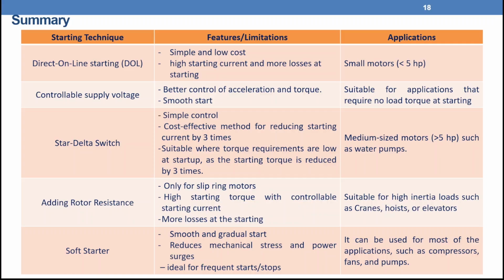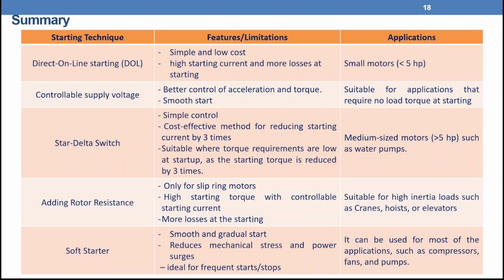Alternatively, you can use a star delta switch, starting in star and then running in delta mode. So we have simple control and a cost-effective method. We succeeded in reducing the current by 3 times, but at the same time we reduced the torque by 3 times. So that one can be used for medium-sized motors, more than 5 horsepower, up to 50 or 100 horsepower, and a good application for that one is water pumps.